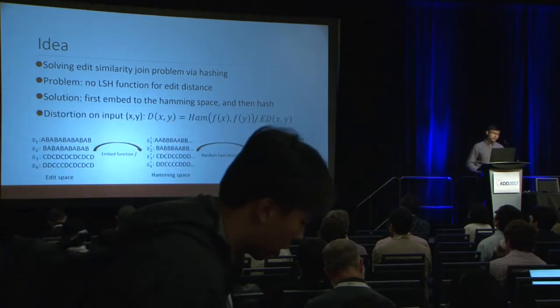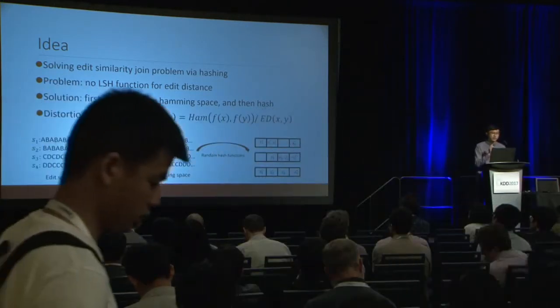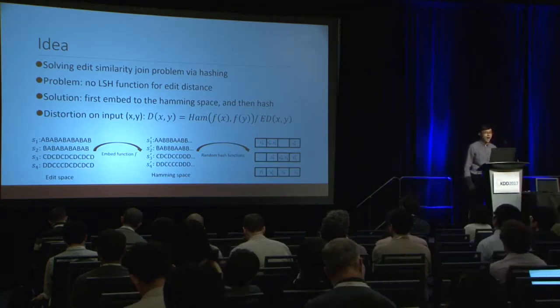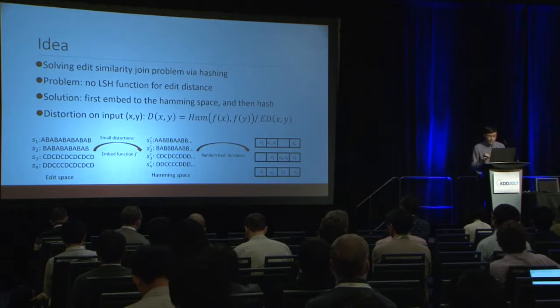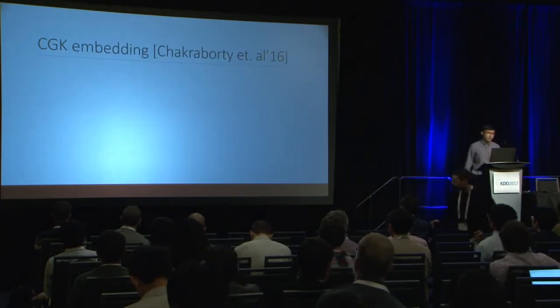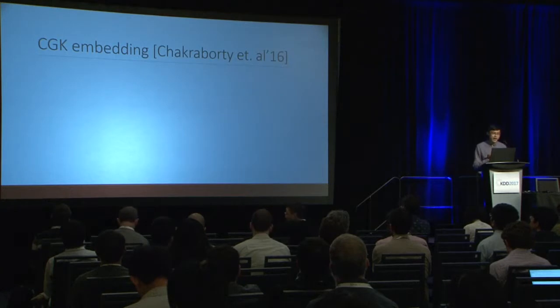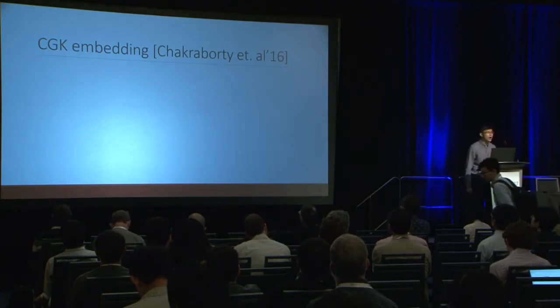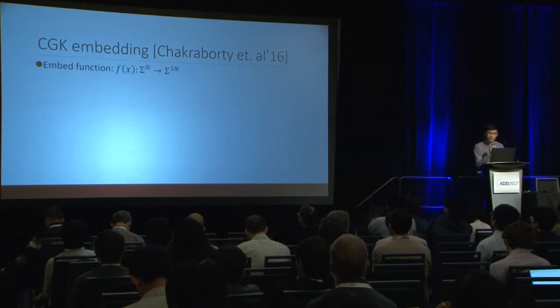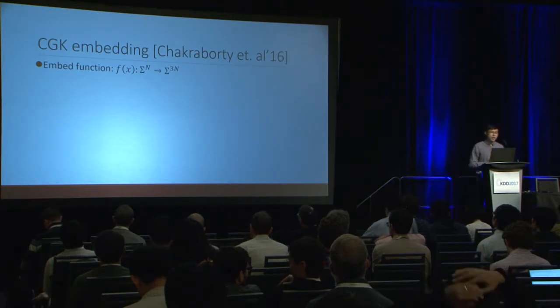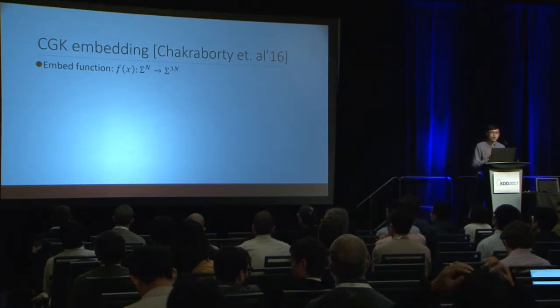In order to further define the quality of embedding, we define a distortion, which is the Hamming distance after the embedding divided by the edit distance before embedding. We want the distortion to be small. Next, I will introduce the tools we use in embedding and hashing. The tool we use in the embedding is called CGK embedding, which is named after the three authors' last names. You can think about it as an embed function f, which embeds a string with n characters to 3n characters.